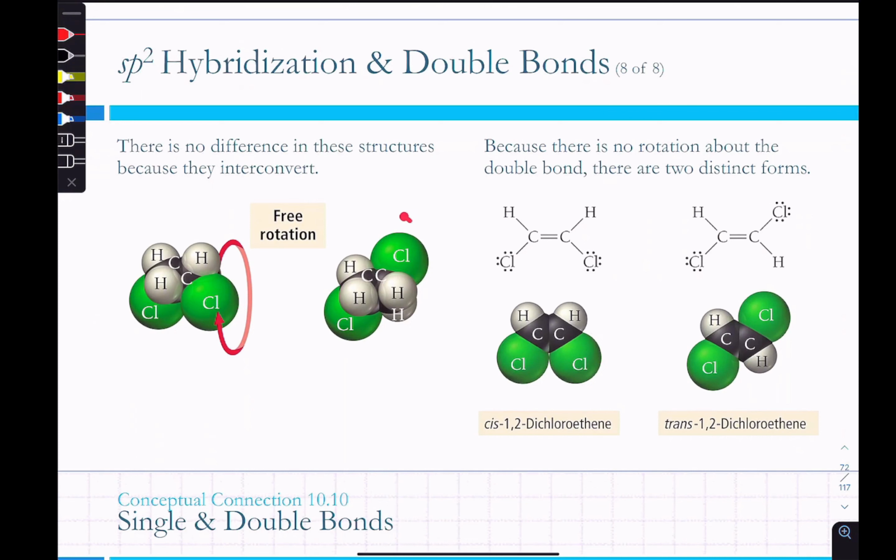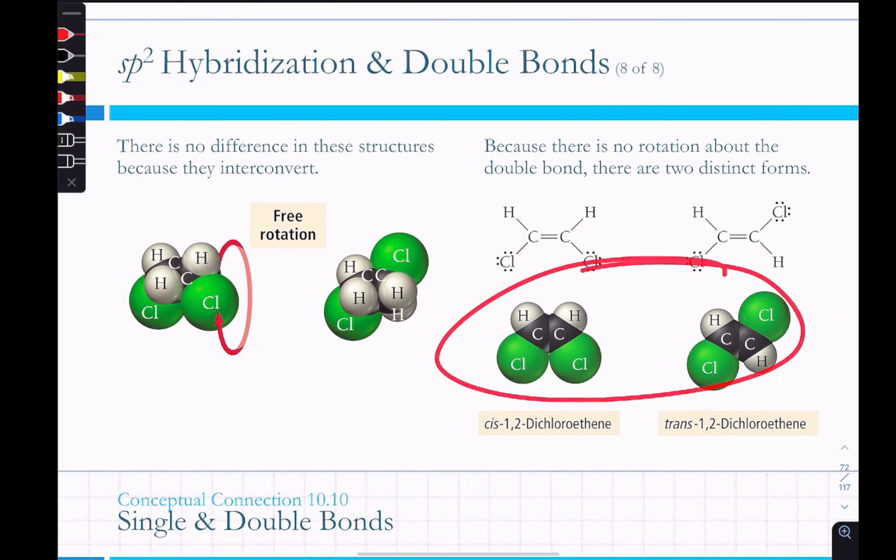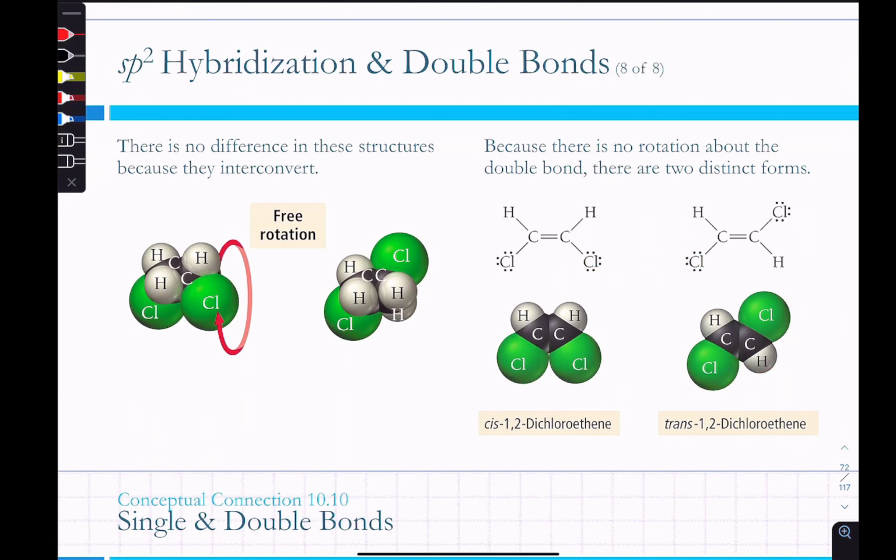So like here, these two are the same molecule because they're rotating freely. These are actually two different molecules, and we indicate the difference between them. Cis, meaning the same side. Trans, meaning opposite sides.